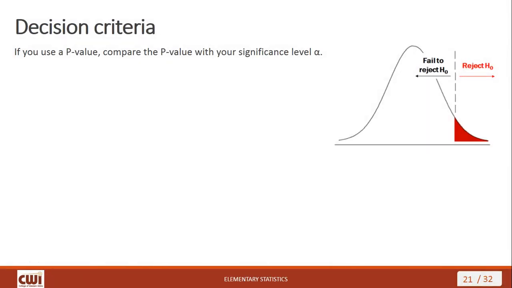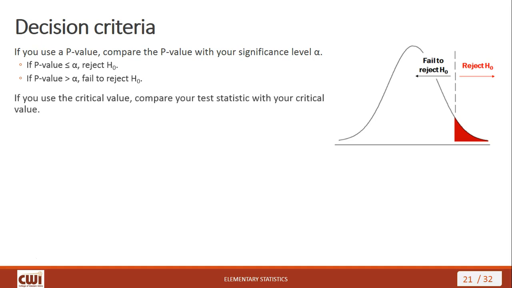If we're using a p-value, we want to compare the p-value with the significance level alpha. If the p-value is less than or equal to alpha, we're inside the rejection region. The area that is the p-value can fit inside the area for the rejection region. Therefore, we reject H0. However, if the area for the p-value is larger than the area for the rejection region, then we're going to fail to reject H0.